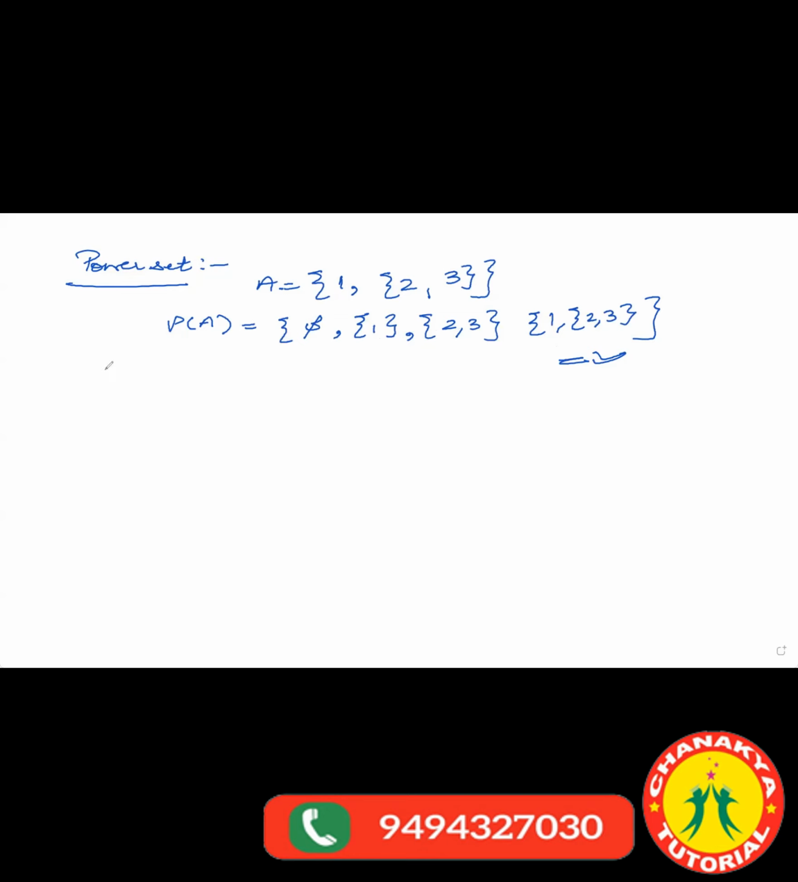Now come to Venn diagram. Children, have you given any Olympiad? Have you seen this type of diagram, like this? No. Okay. Don't worry, I will explain.